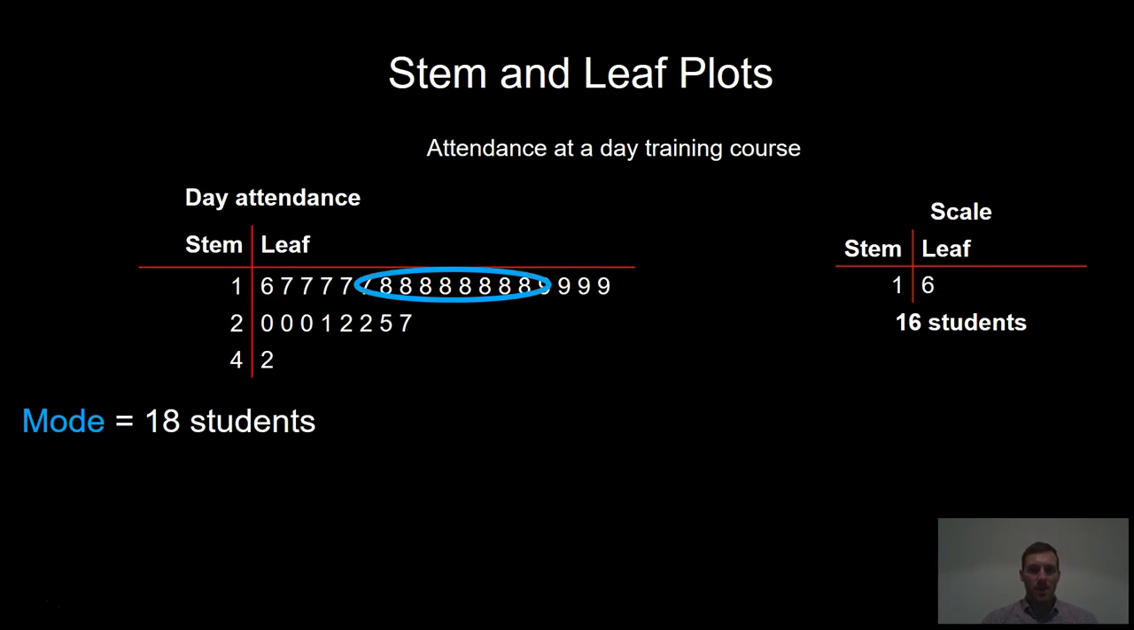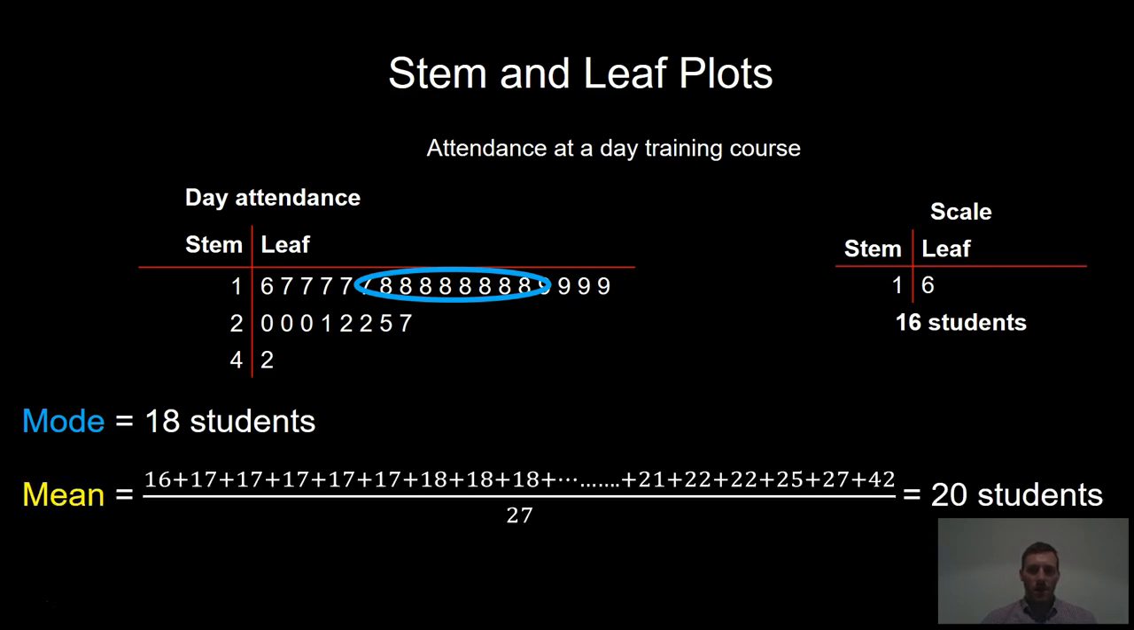the leaf. The mean is the sum of all the values from the stem and leaf plot divided by the number of values. A common error is to mistakenly leave the stem off when calculating the total. Remember, the stem and leaf make up the whole number together, and the stem must be included. The mean for this data set is 20 students.